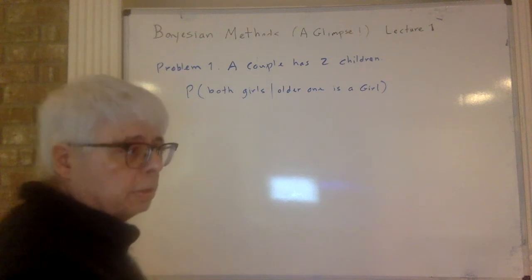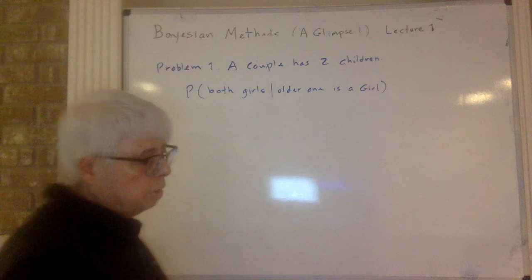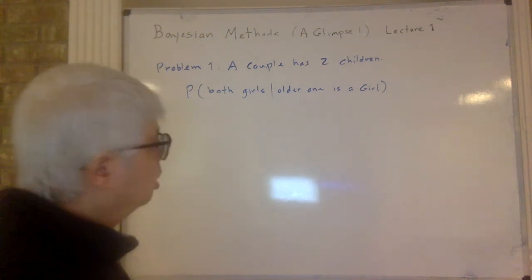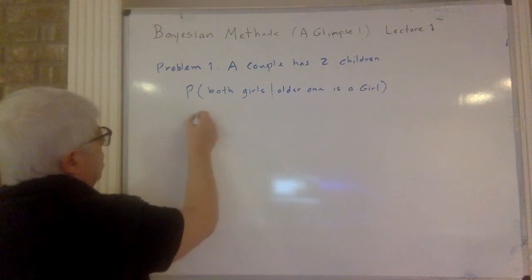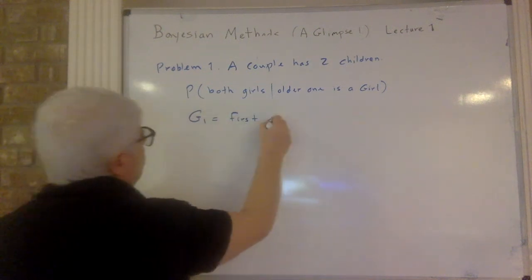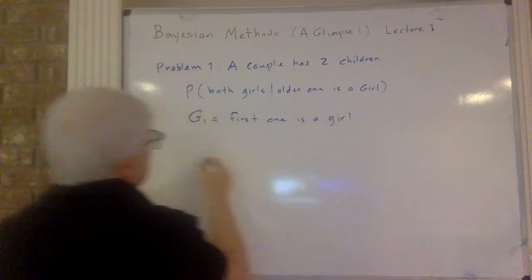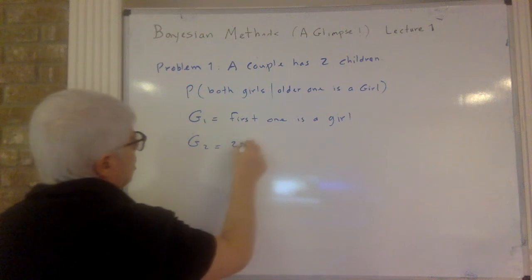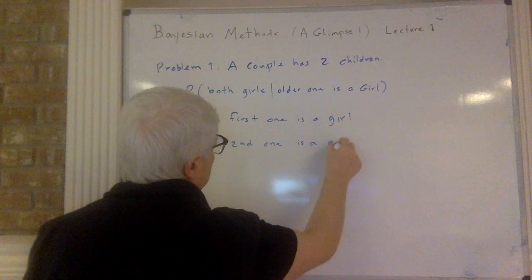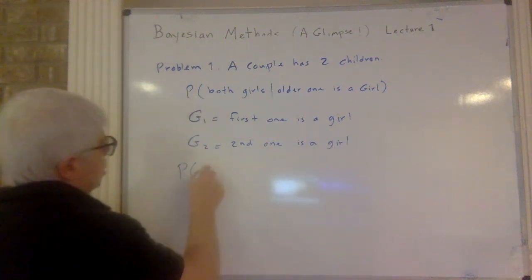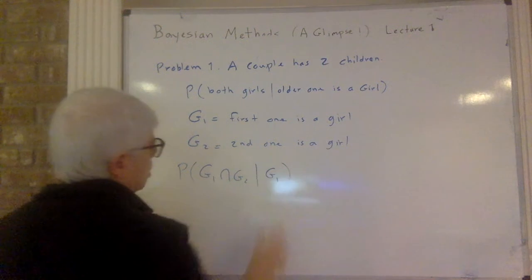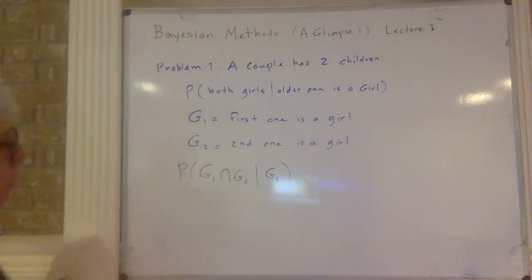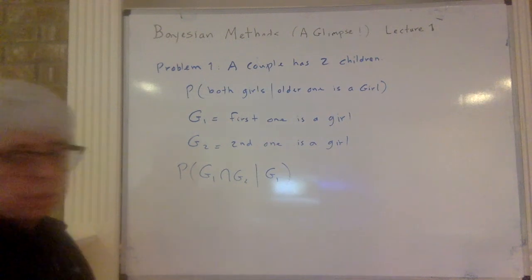And then you have to define some events, if you're dealing with events. If you're dealing with random variables, then that's another story, that's another lecture, in fact. So if you're dealing with events, then that is what you do. You define an event. That's what I did. I said G1 means the first one is a girl, and G2, the second one, is a girl. So that is in fact P of G1 and G2, both are girls, given that G1. So that's what the problem is asking for.